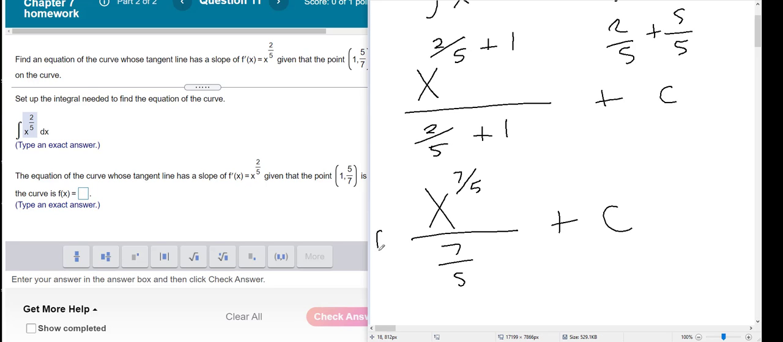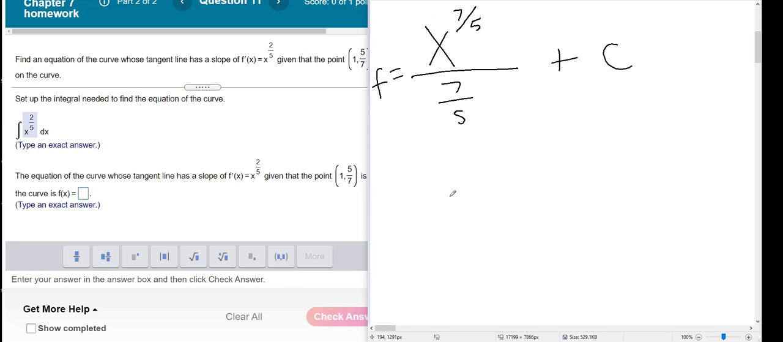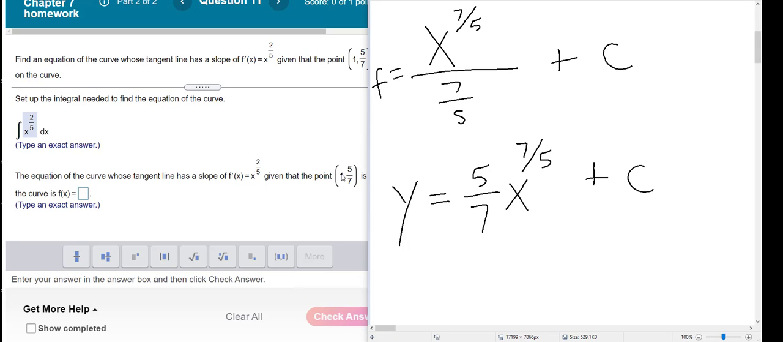This is going to be f, our original equation, or y. In fact, I want to put y for right now. And they have it f of x, but f of x and y are the same thing. So look, if I divide by 7/5, that means I have to multiply by 5/7 x to the 7/5 plus c. And now we have enough information to find c because they told us that x is 1 and y is 5/7. So I'm going to plug it in.